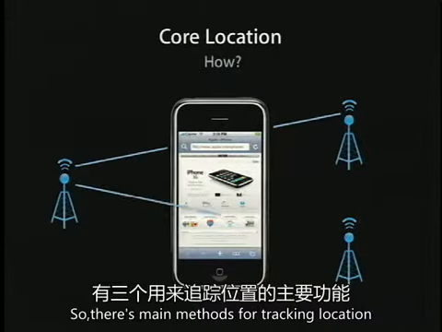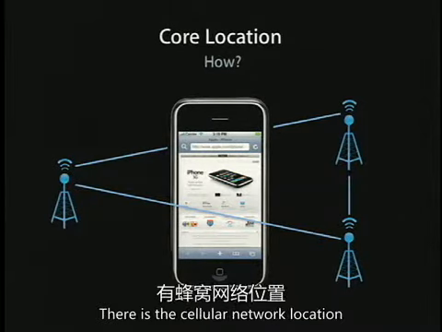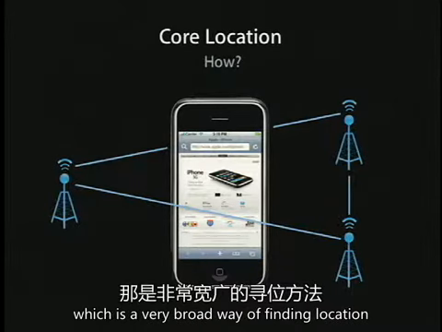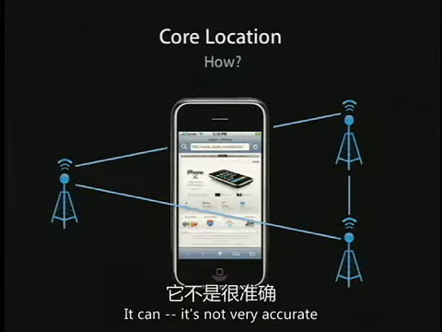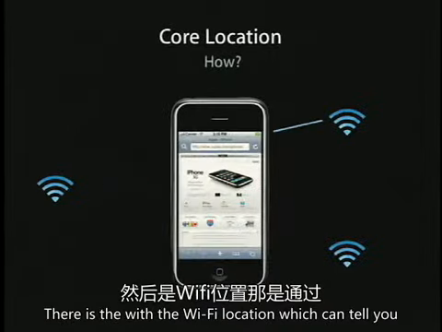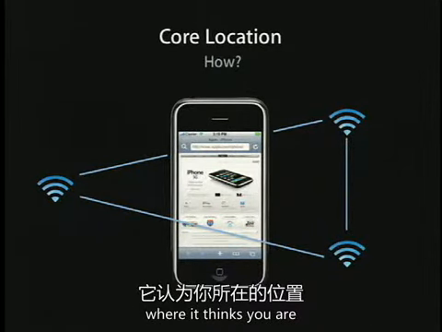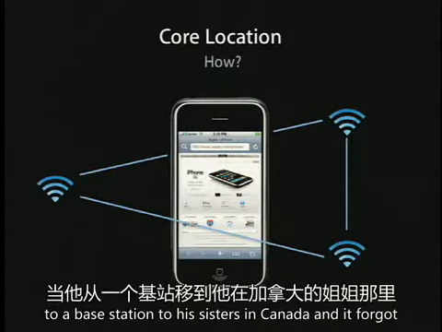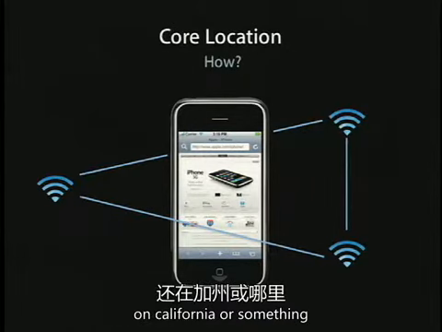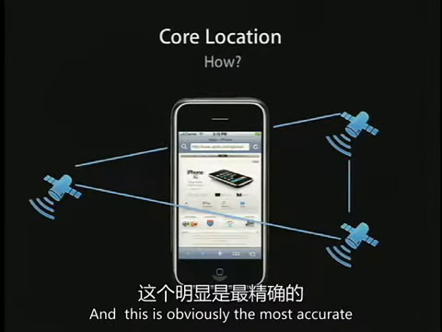There are three main methods for tracking location, and Al talked about this, so I'm going to go over it real quickly. There's the cellular network location, which is a very broad way of finding location. It's not very accurate. It's within a very wide distance. There's the Wi-Fi location, which can tell you, based on what hotspots you're close to, where it thinks you are. Al talked about some of the issues with that when he moved his base station to his sister's in Canada, and it forgot where he was and thought that he was still in California or something. And then finally, there's the GPS, and this is obviously the most accurate.